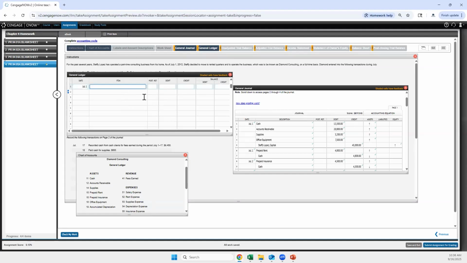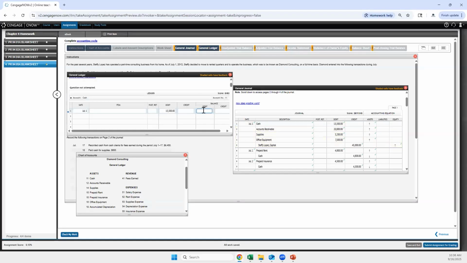Now, the first transaction is going to be the funding of the business right here with the 13,500, and that's a debit. And then we're going to have our balance column that adds everything up. That's also going to be a debit. And then we'll just keep on adding or subtracting the debits and credits as we go. Posting reference 1, because it's on the first page of the general journal.